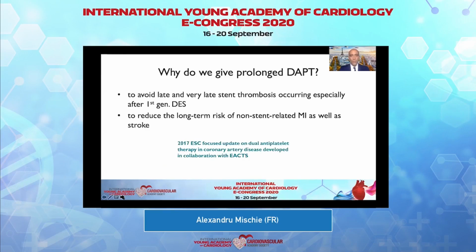So why do we give prolonged antiplatelet treatment? Maybe the first reason is to avoid late and very late stent thrombosis, especially after the first generation of DES. Second point is to reduce the long-term risk of non-stent related myocardial infarction as well as stroke.